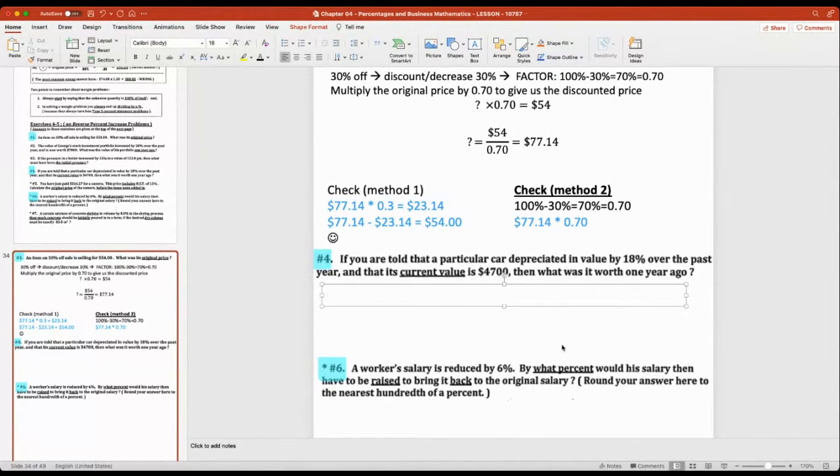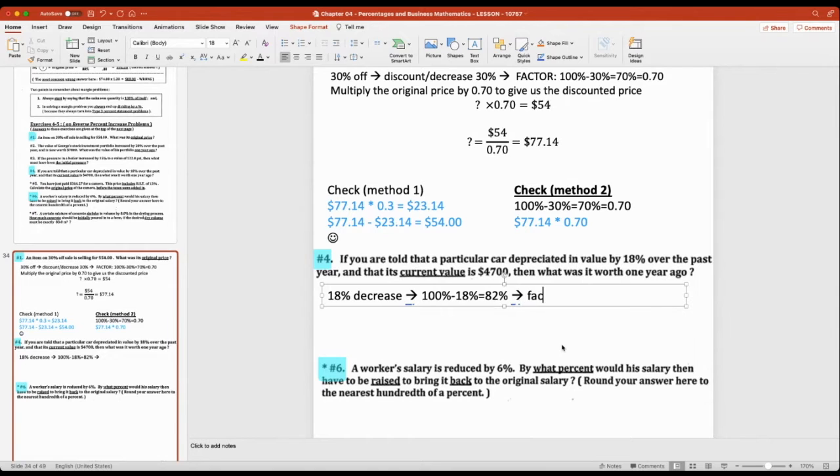So let's take a look here. A car depreciated in value by 18% over the past year. If the current value was 4,700, what was the value last year, a year ago? So that means that it was worth more last year. In other words, we're going backwards. So we can say that the 18% decrease is really 100% minus 18%. Thank you very much, Nikolaos. This is 82%.